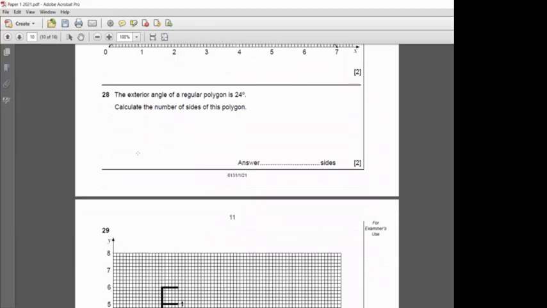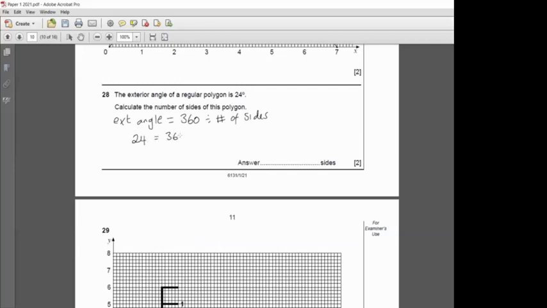Okay, number 28. The exterior angle of a regular polygon is 24 degrees. Calculate the number of sides of this polygon. Now here you just need to remember the formula that the exterior angle is equal to 360 divided by the number of sides of the polygon. So this is the general formula, just keep it in mind, and you will always be able to work out a question like this.